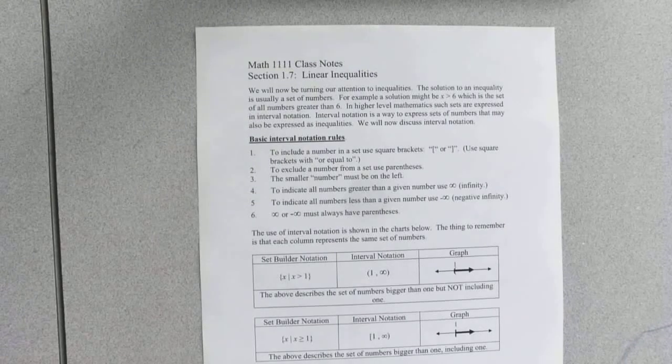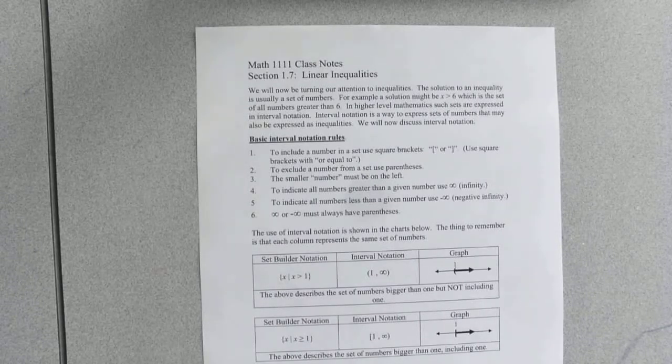Okay, so the last section in Chapter 1 is Section 1.7, Linear Inequalities. Up to this point, we've been pretty much doing equations, and equations have for answers a single number, or in the case of polynomial equations, 2 or 3 numbers, but not a big set or range of numbers. When we solve linear inequalities, what we're going to get for answers most of the time is a set of numbers or an interval of numbers.